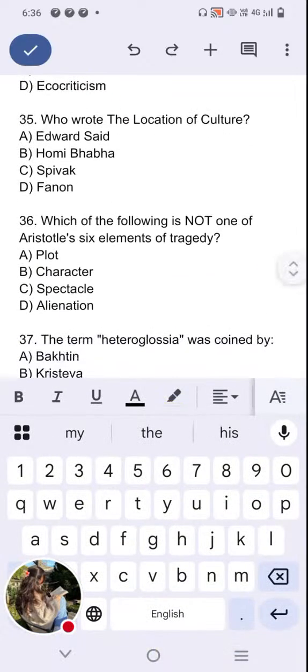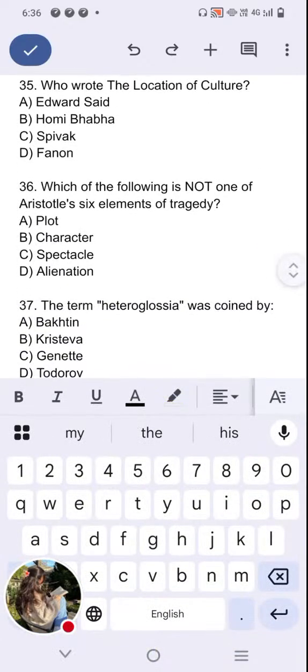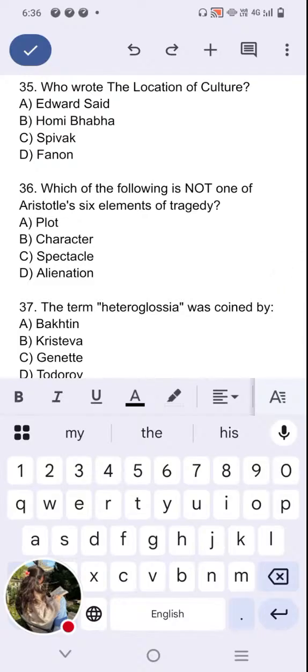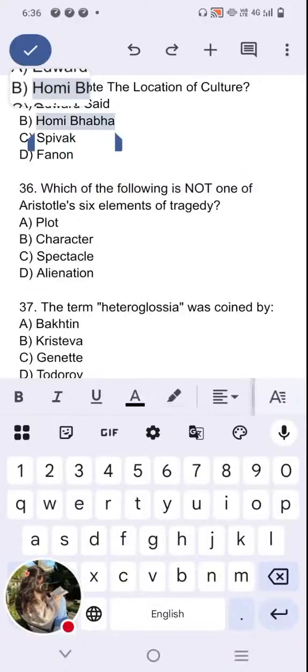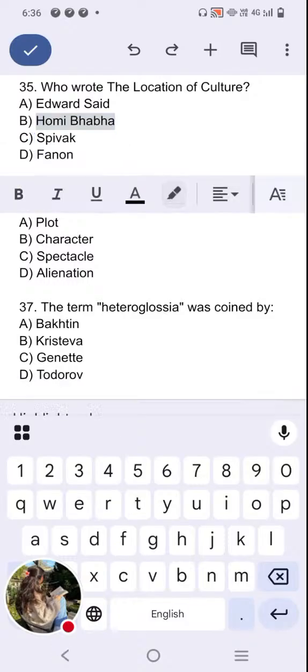Next question. Who wrote The Location of Culture? Edward Said, Homi Bhabha, Gayatri Spivak, Frantz Fanon. Who is the author of The Location of Culture? This is a person who has coined the term hybridity. That's the hint. And it is none other than Homi K. Bhabha.